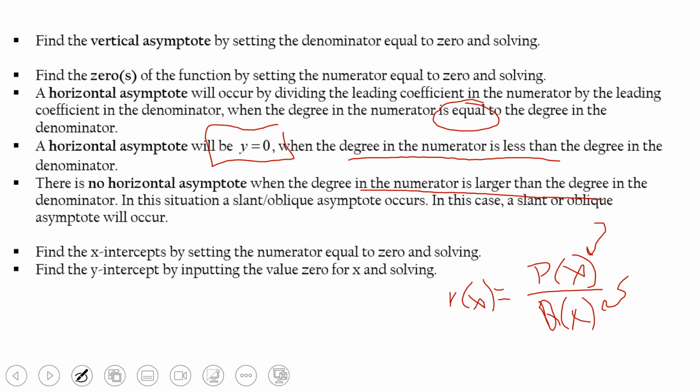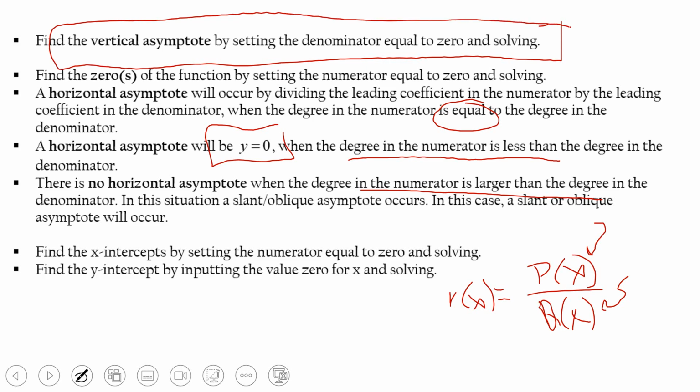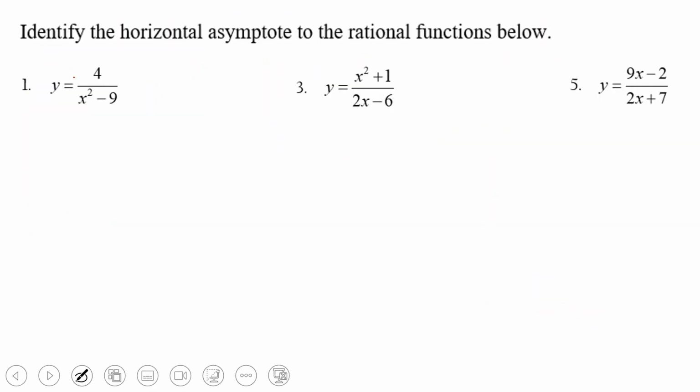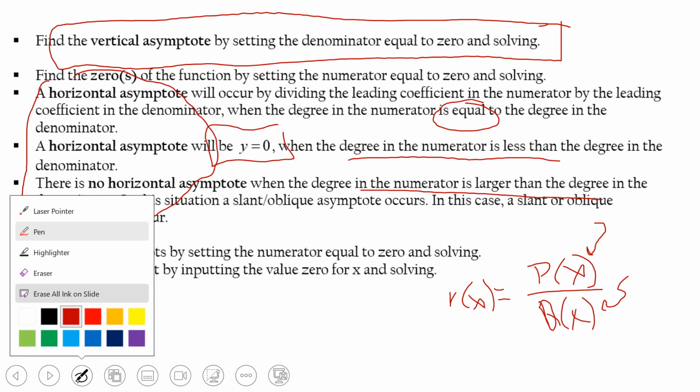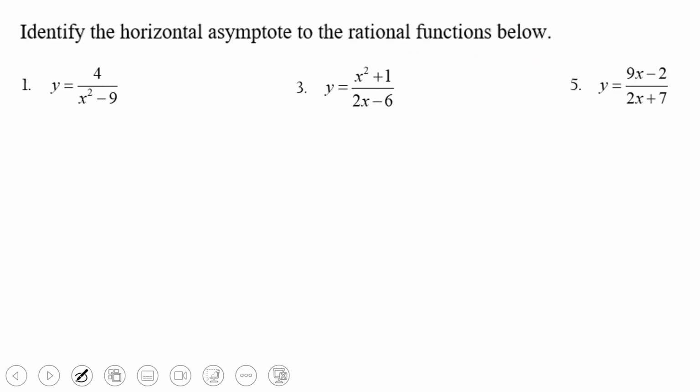Now, one thing to know is that our rational function will never cross over or intersect with a vertical asymptote. Occasionally we will see our function actually intersect or cross a horizontal asymptote, and when that occurs, it will happen in the middle of the graph, not on the far ends of the graph. Let's get started. How can we identify the horizontal asymptote? We're going to come right back to these rules, so let me go ahead and erase that.